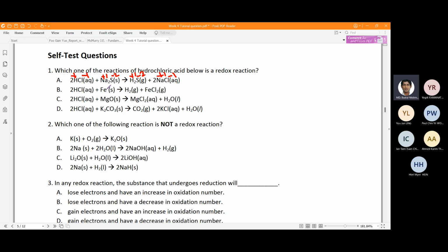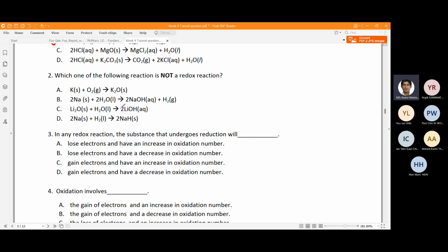Actually, D has changed from iron 0 to become iron +2. That means it oxidized. Hydrogen +1 to 0. That means hydrogen became reduced. So this is an oxidation reduction reaction. For the rest of this, you have to go through like that so that you will see this is true.